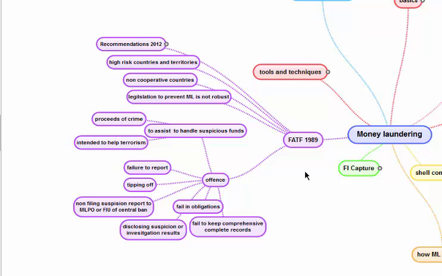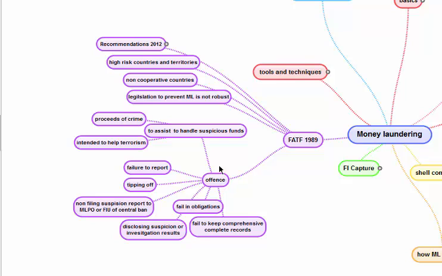What is FATF? The Financial Action Task Force, created in 1989, has given certain guidelines as to how the bank should handle this. One of the recommendations was given in 2012, and they have certain definitions for high-risk countries and territories, non-cooperative countries, and they are looking at the countries who don't have enough legislation to prevent ML, money laundering. So if the legislation or regulation there is not robust enough, they are called either high risk or non-cooperative, and banks are asked to put in extra efforts in monitoring those transactions.